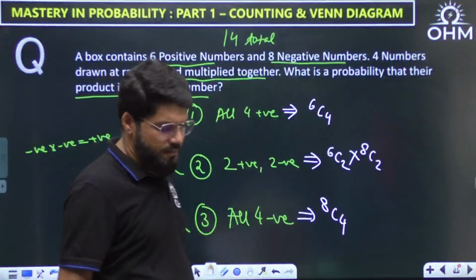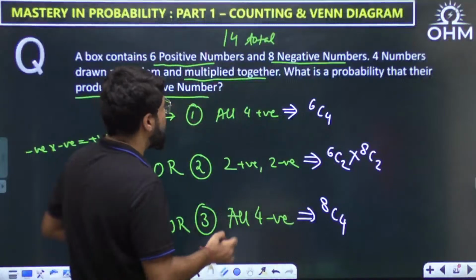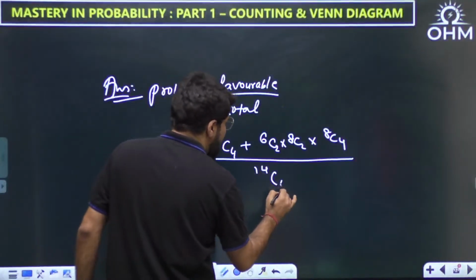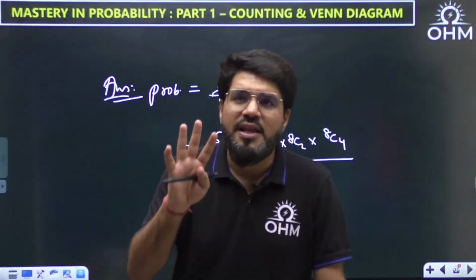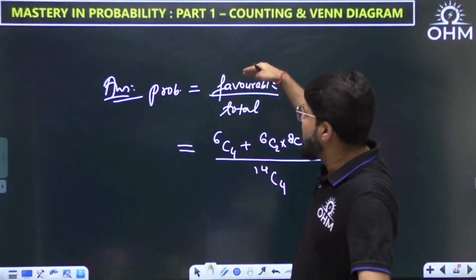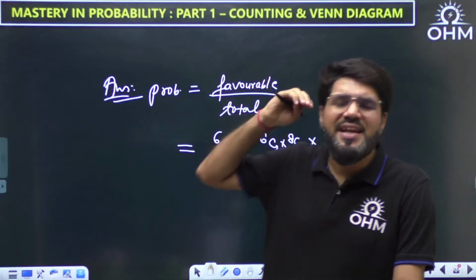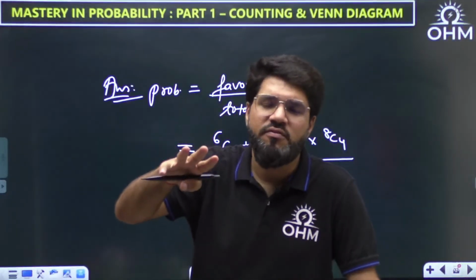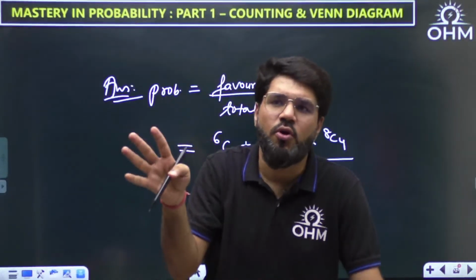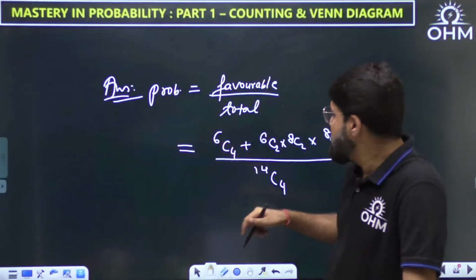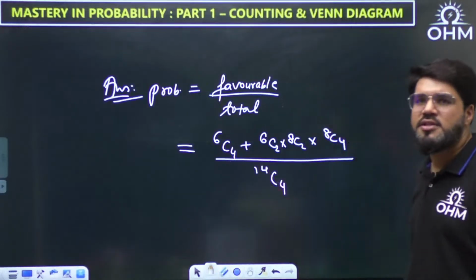Total means what? Total means out of the 14 numbers, select any four numbers, their product may be positive or negative. Product equal to positive is only the numerator, the favorable condition. But total means you can select any four numbers, maybe one negative, three positive, maybe the product is negative. Total means anything can happen. Any four numbers out of total 14. In how many ways can you select any four numbers out of 14? 14C4.